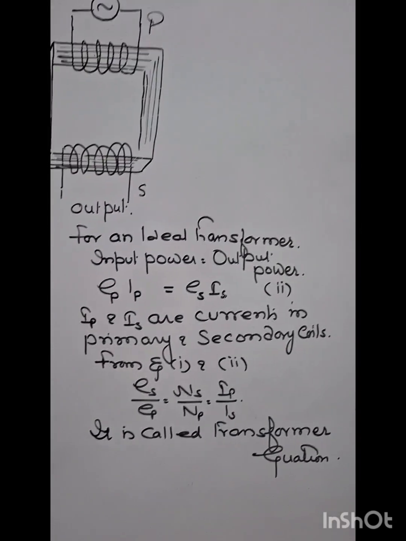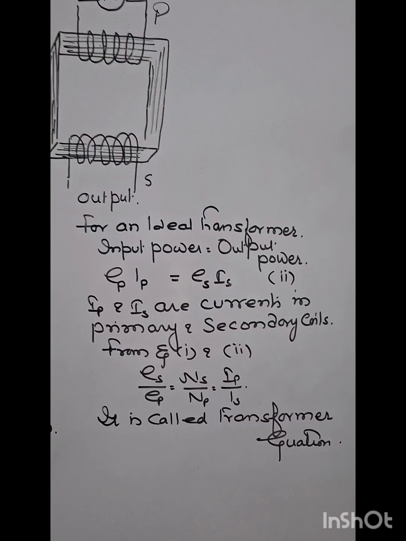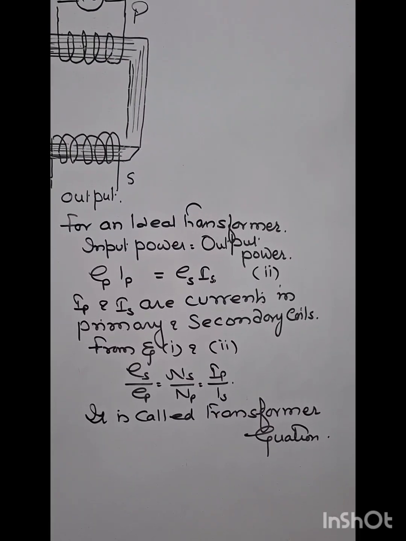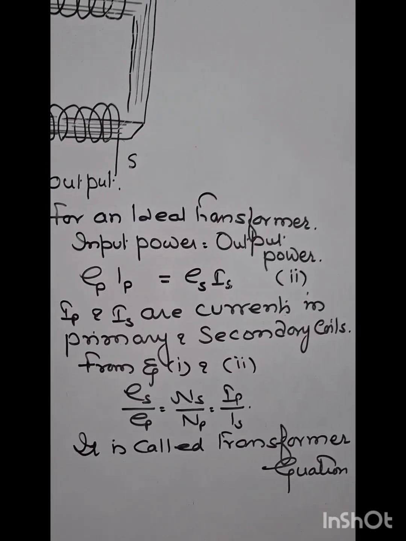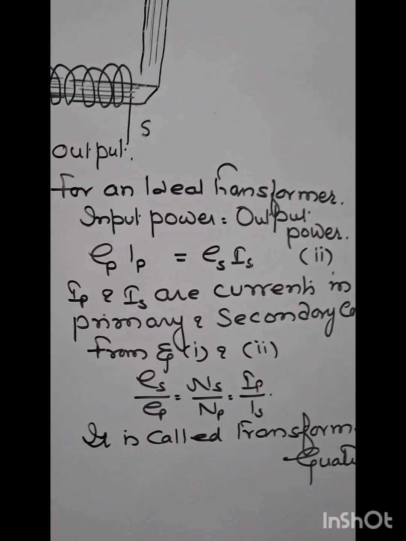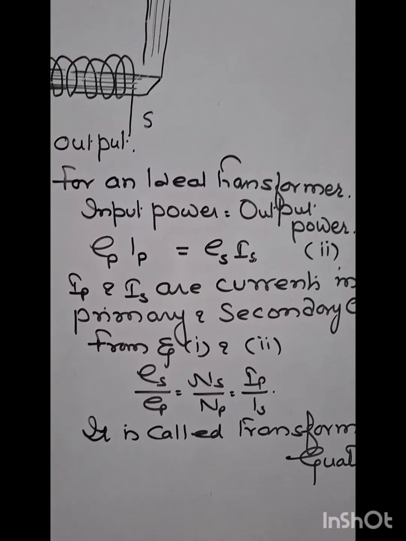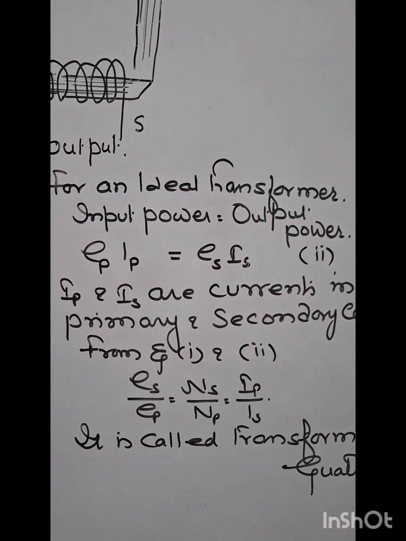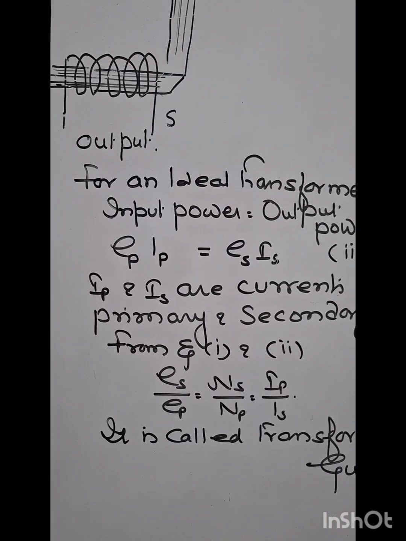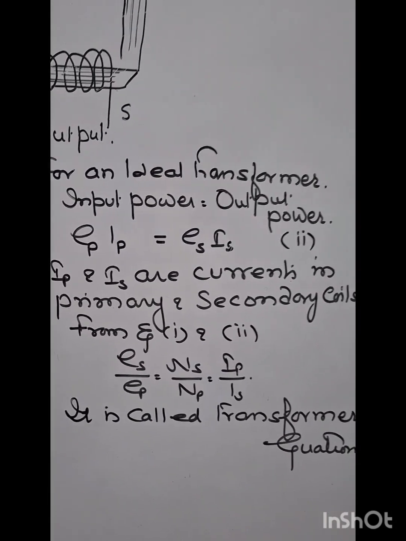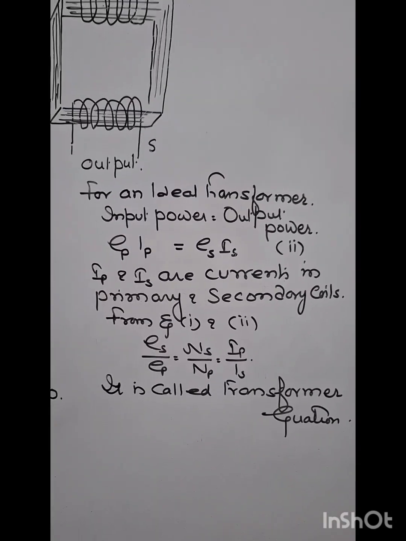Further, students, for an ideal transformer, remember that input power is always equal to output power. Input power, EP into IP, is equal to ES into IS. IP and IS are the currents in the primary and secondary coils.